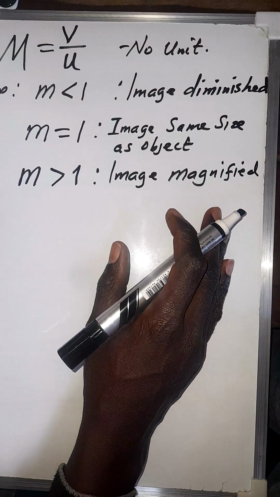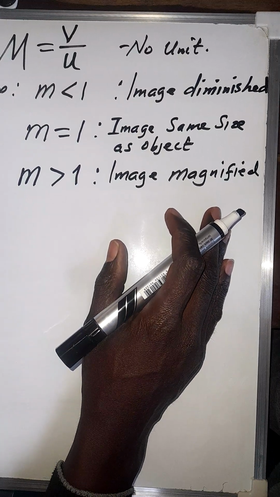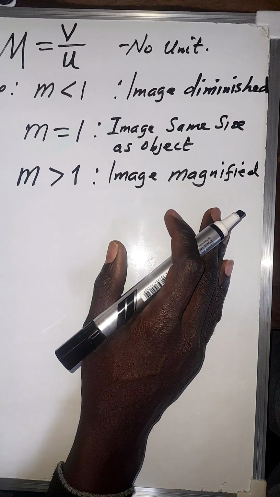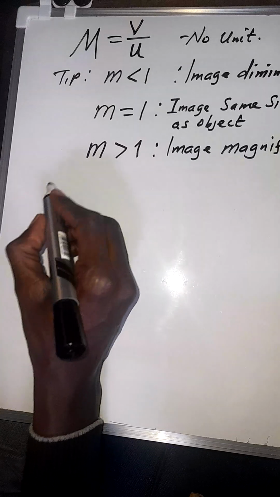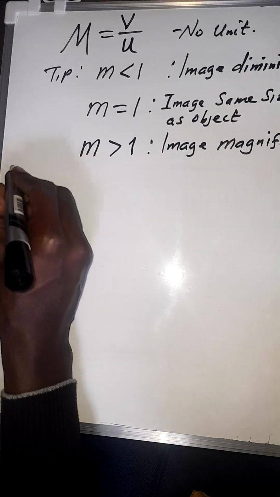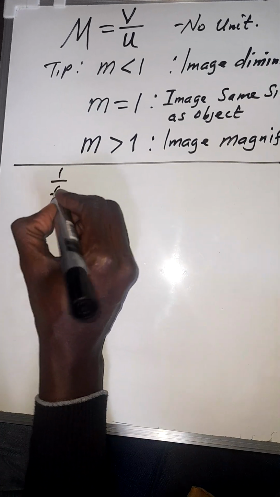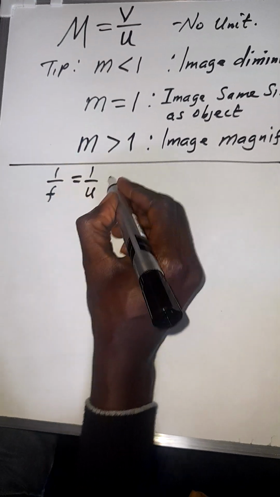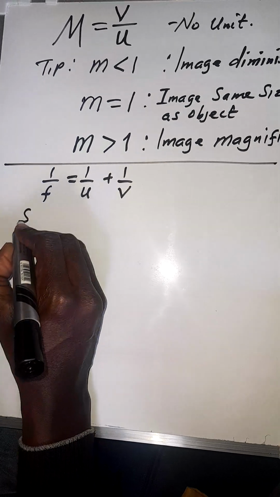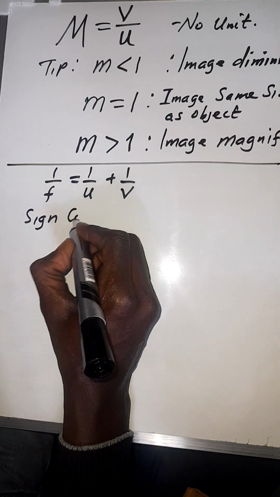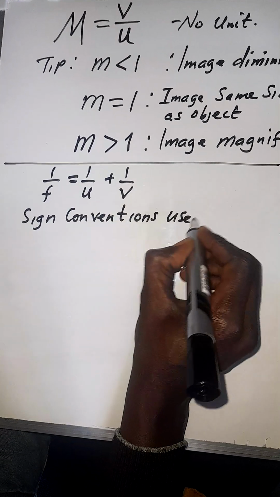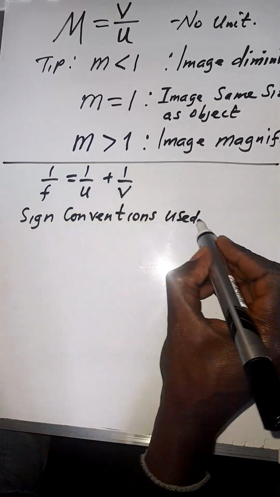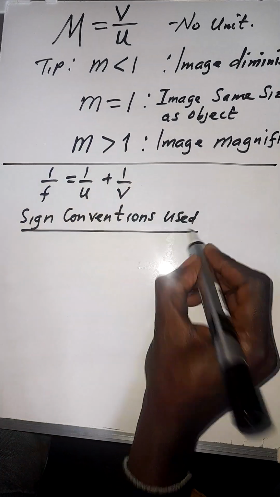Now, when it comes to the thin lens equation we talked about, there are a few sign conventions that you need to pay attention to. What do I mean? I mean that equation we talked about, 1/f = 1/u + 1/v. There are sign conventions used when it comes to the lens equation. But what are these that we are going to talk about?